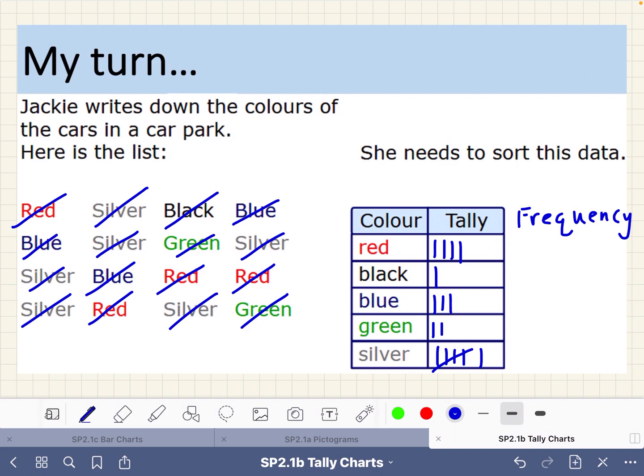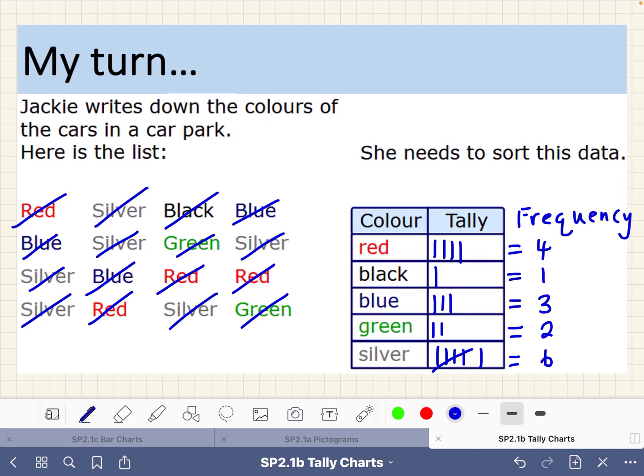So for red, I have 4. For black, I have 1. For blue, I have 3. For green, I have 2. And for silver, I have 6. I can add these values up to make sure I've included them all.